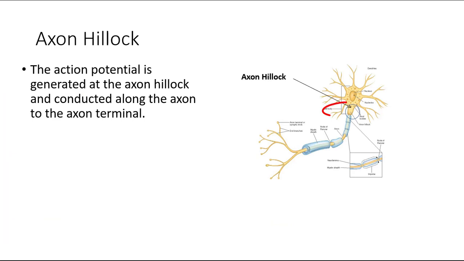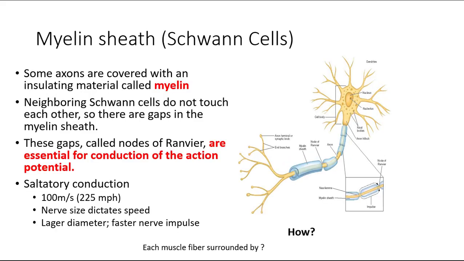Axon hillock. The axon hillock is a specialized part of the cell body of a neuron that connects to the axon. The action potential is generated at the axon hillock and conducted along the axon to the axon terminal.